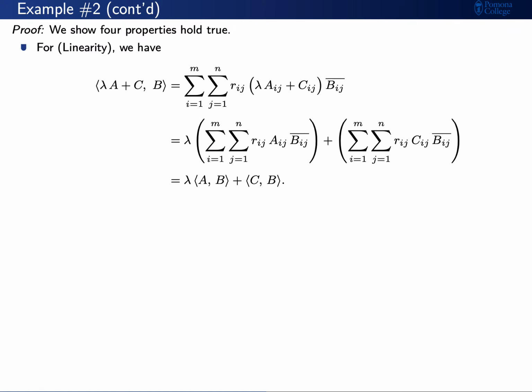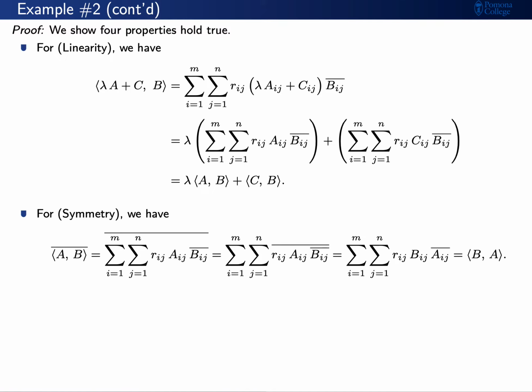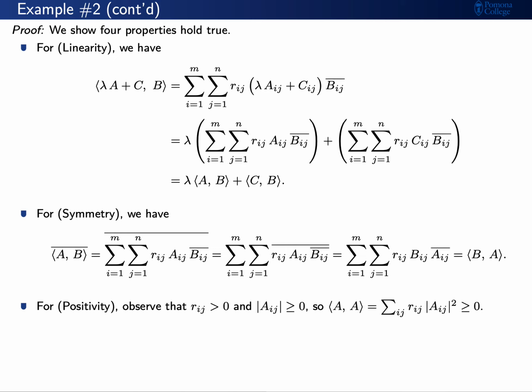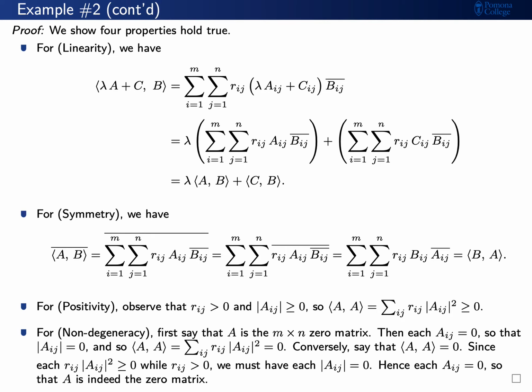If we'd like to prove that this more general map is an inner product, again, we have to show that four properties hold true. First, for linearity, the proof works almost exactly the same. Next, for symmetry, again, the proof works almost exactly the same. And for positivity, just like with the n-dimensional vectors, the proof works almost exactly the same.